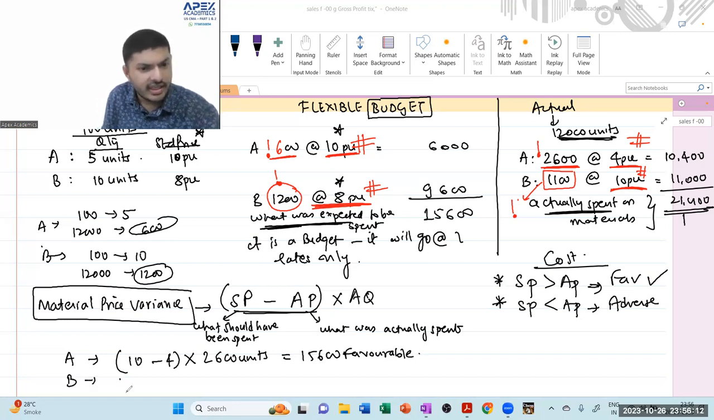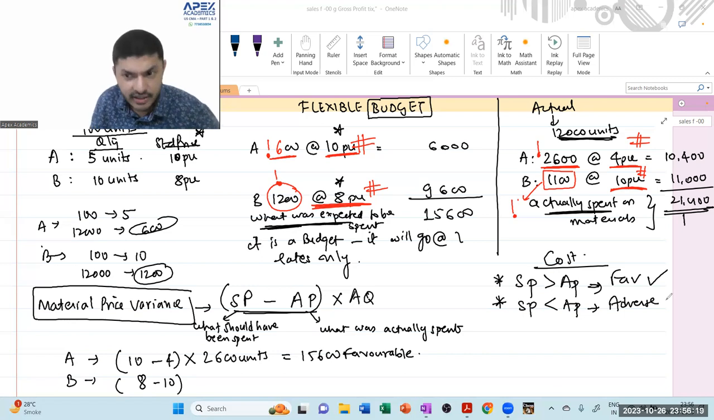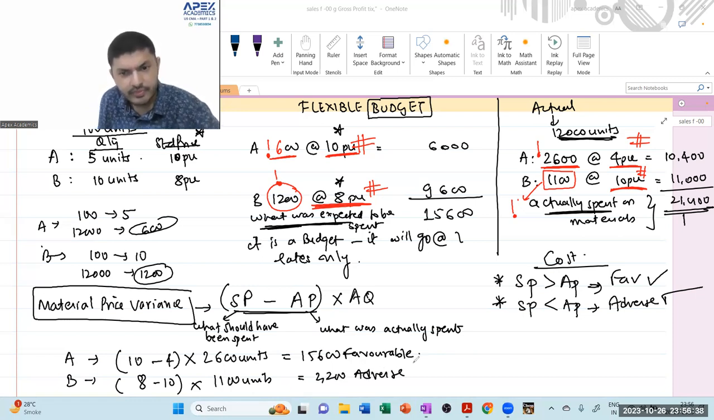In the case of B, I was supposed to spend 8. But I unfortunately spent 10. So it is obviously adverse. And on how many units? Actually, 1,100 units is the case. Therefore, can I say that 2 multiplied by 1,100, which is 2,200, it is adverse. Now keep one thing in mind.